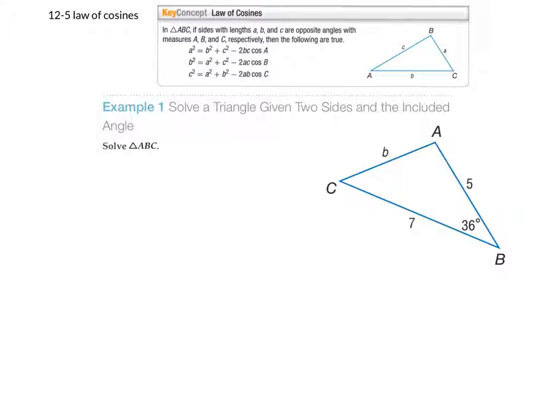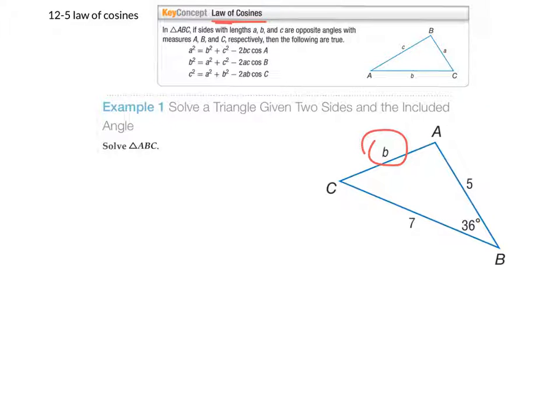Today we're going to do the law of cosines, and to do the law of cosines we need to understand that we can't use the law of sines because we don't have enough information. If I do 36 over b, I don't have that answer, and I don't have one of the angles, so I'm missing two of the four things. So we're using the law of cosines, and we're going to find this.